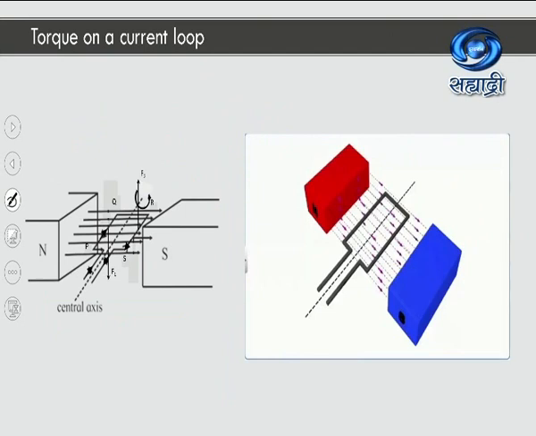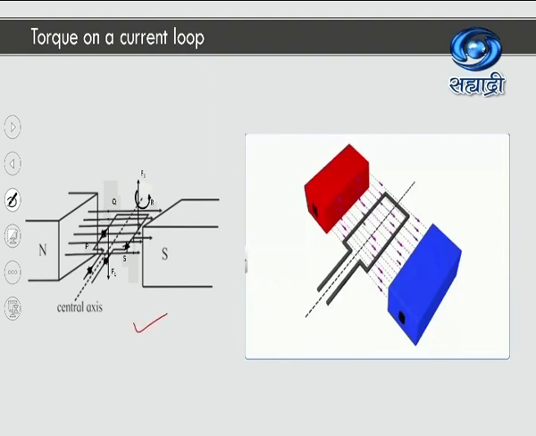Let us come down to a very important article of this chapter, torque on a current carrying loop. Now, let me elaborate this. This is really a very important article and slightly difficult to understand as well. Here, I have given you a diagram.